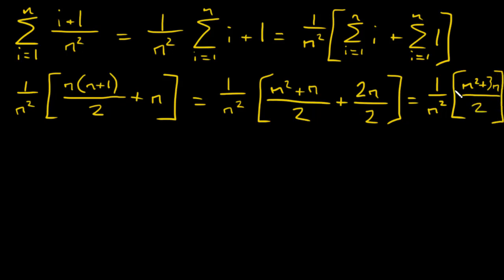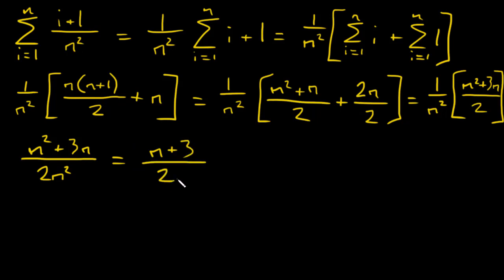Okay. So now that I've got that expression, I'm going to just multiply the n squared through the 1 over n squared. If I do that, I get n squared plus 3n over 2n squared. Alrighty, now I can do one thing. Since every single term has an n in common, I can divide that out and wind up with n plus 3 over 2n. Alrighty.